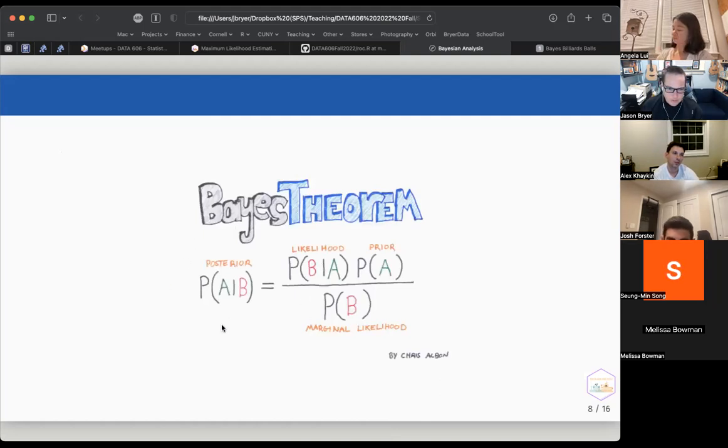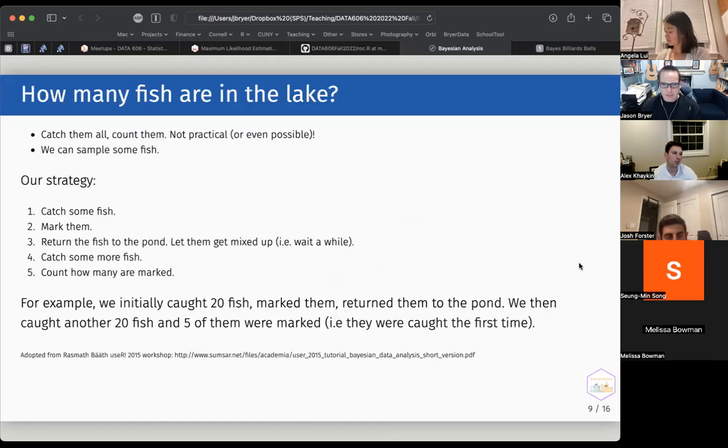And so this is from Chris Albin. I think I like this description, right? So we're going to be looking for some posterior distribution. We have some likelihood, and we have a prior, and we have the marginal likelihood. So let's break that down. And I'm going to do it through an example, and through an example that turns out to be extremely hard to solve from a frequentist point of view.